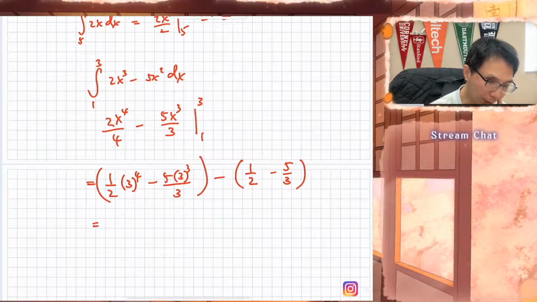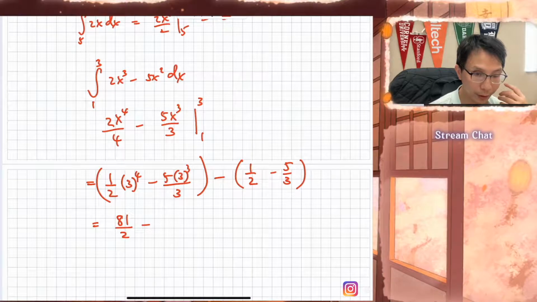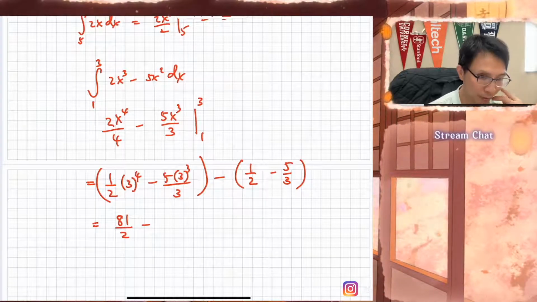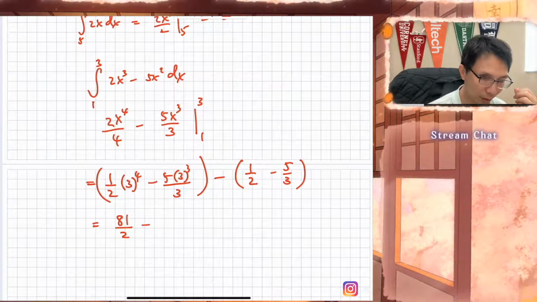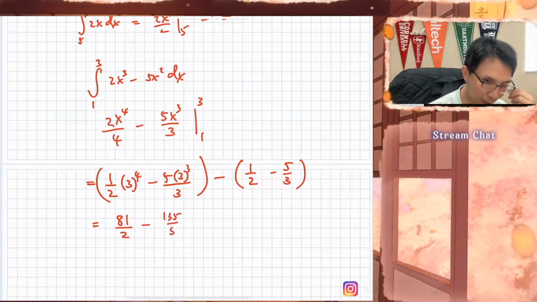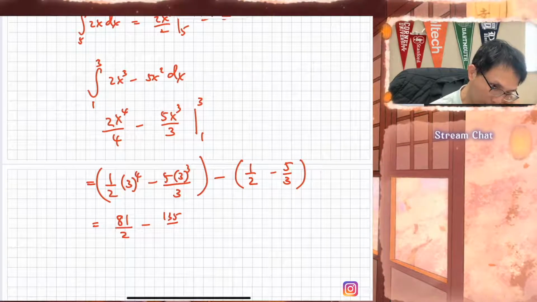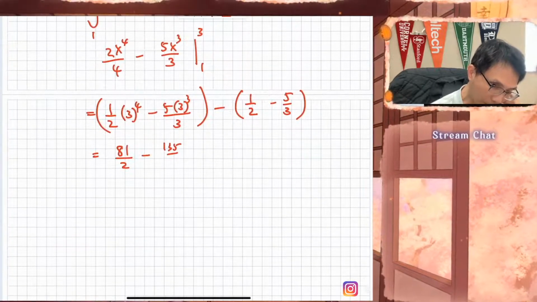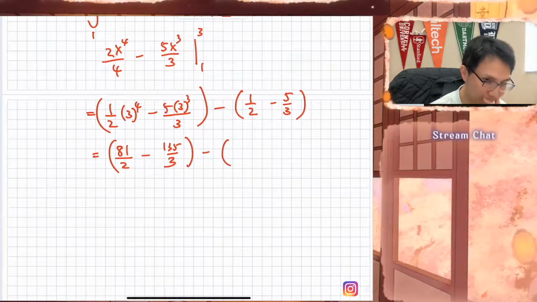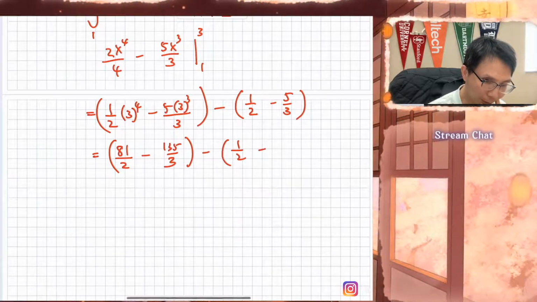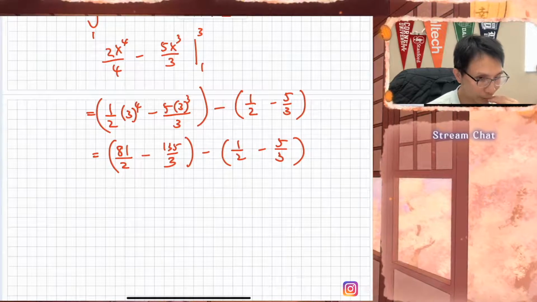That looks pretty disgusting, but that's 81 over 2 minus 3 to the 3, which is 27, I think. 27 times 5, 135 over 5. Oh, over 3, sorry. Am I going too fast? Minus, let's say 1/2 minus 5 over 3, right? Are we okay here?